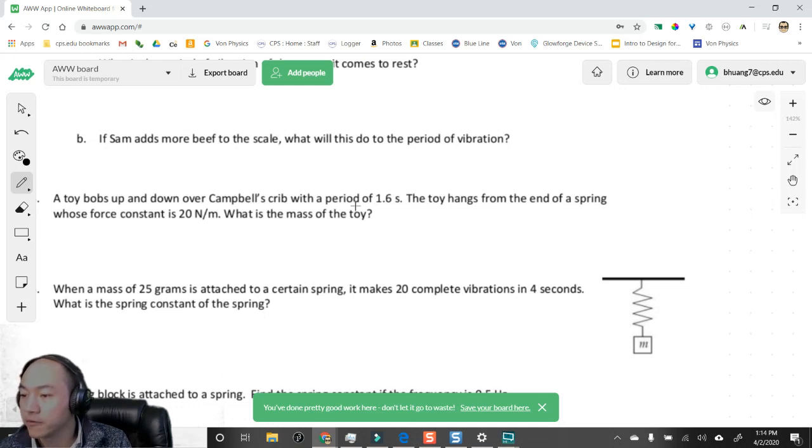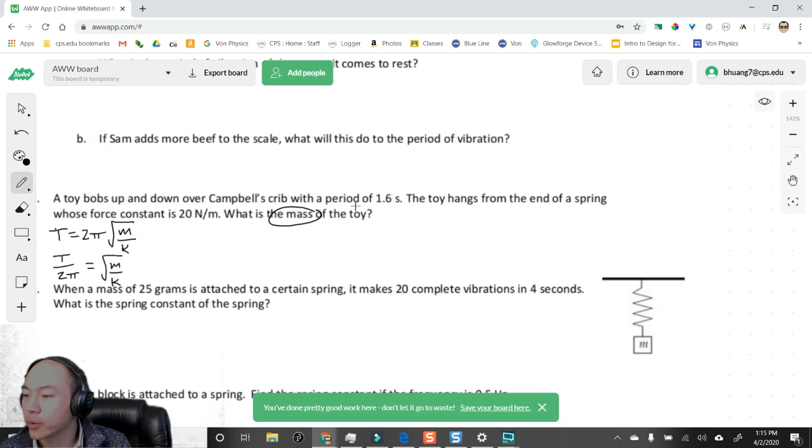So what we're looking for here is the mass, right? We're going to have to go back to our equation. T is equal to 2 pi times the square root of m over k, and I want to rearrange this equation to solve for mass. This is similar to what we did with the pendulum problems, but instead of L and g, we have m and k. The first thing I'm going to do is divide both sides by 2 pi. So I get T divided by 2 pi is equal to the square root of m divided by k.